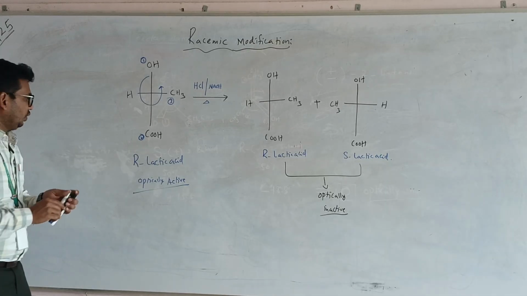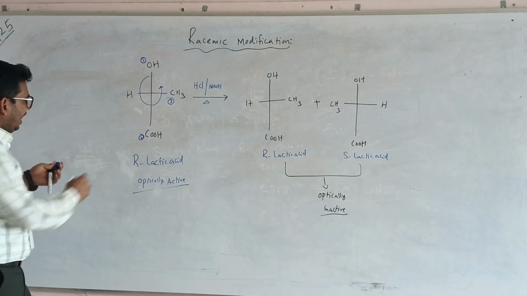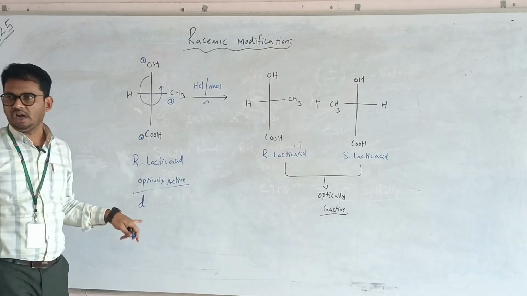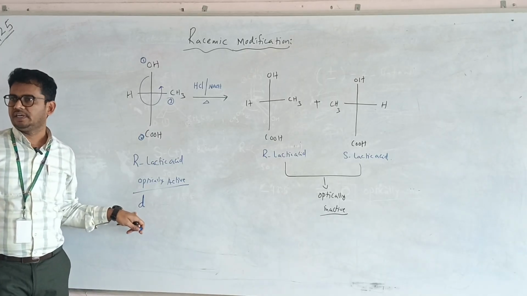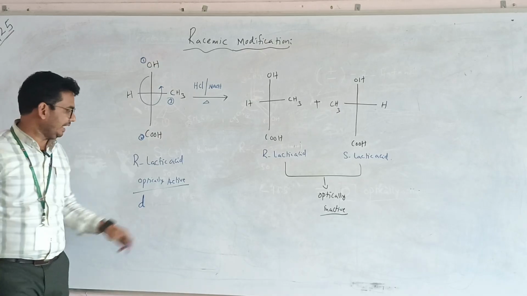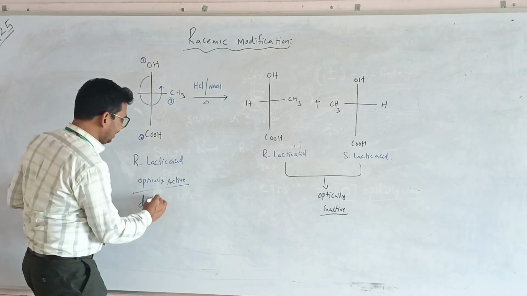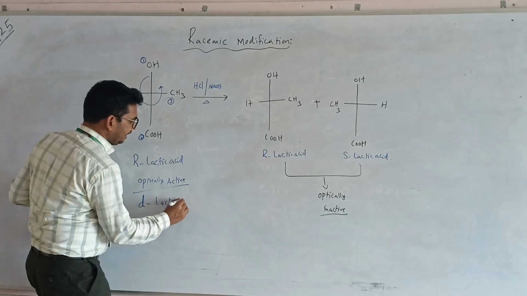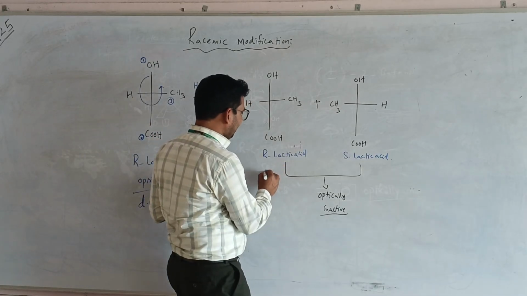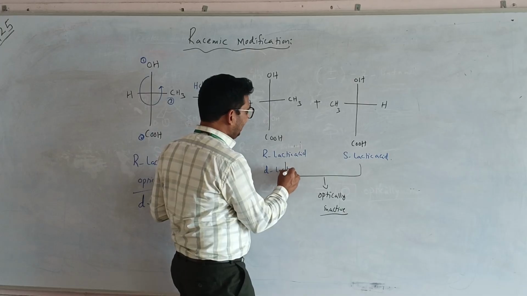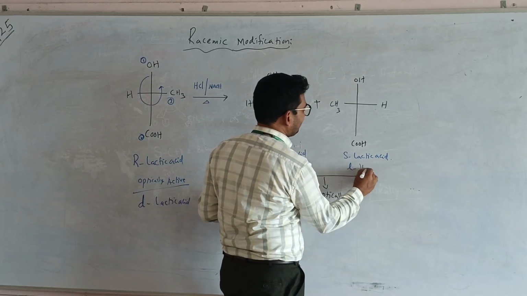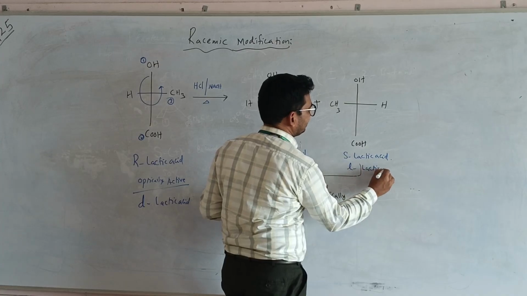See, don't be confused. They can represent it with the small d also. Small d means what? Dextrorotatory. And they can represent it with another one. Instead of R you can write the D lactic acid. Another one is the small L lactic acid.